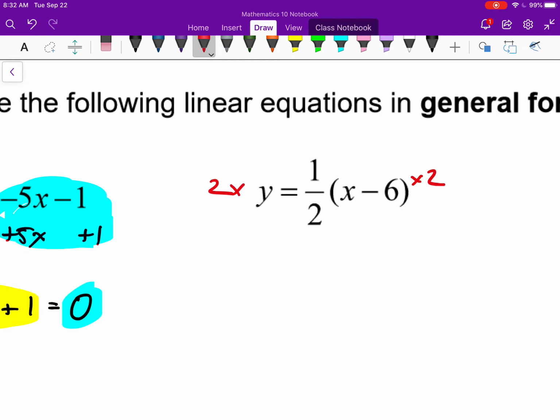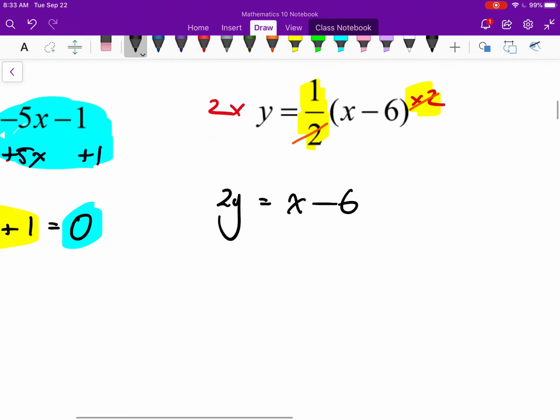On the left-hand side, I'll have 2y. On the right-hand side, this 1/2 times 2 becomes 1, which means they cancel each other out. And so all I have left is x minus 6. All right, so next I want to bring everything to one side. I want my x to be positive, though.